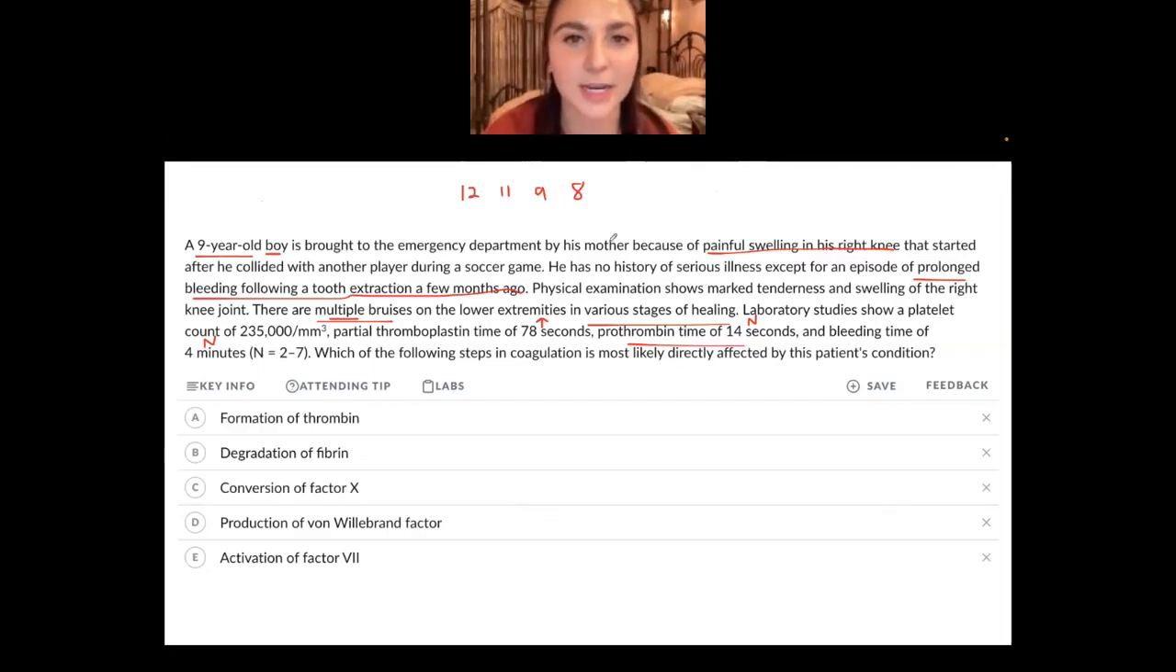So we know this is an intrinsic pathway issue, and we know there's hemophilia A, B, and C. Factor 12's out because we know it's 8, 9, and 11. Hemophilia A is factor 8 deficient, hemophilia B is factor 9 deficient, hemophilia C is factor 11 deficient. So we can likely rule out 12, because it's probably one of the hemophilias.